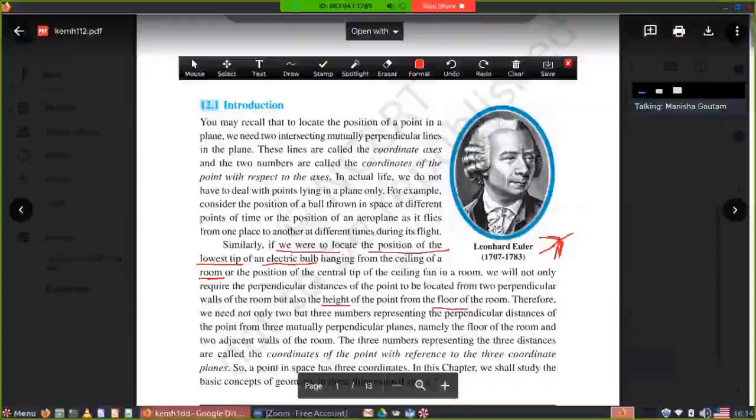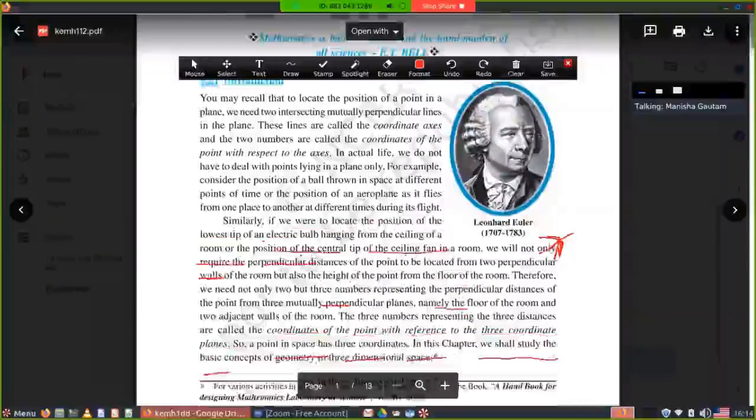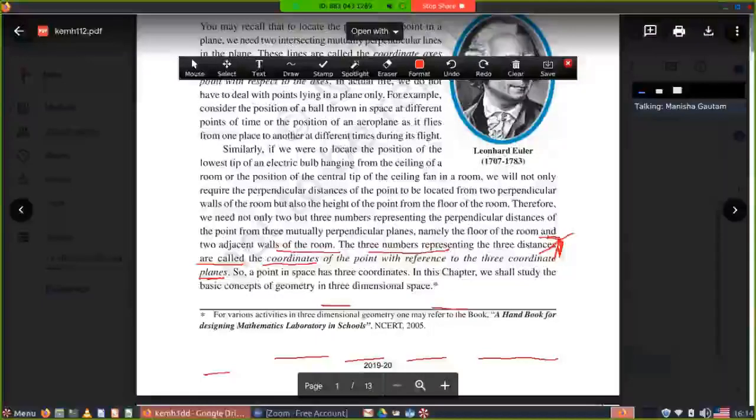The three numbers representing the three distances are called the coordinates of the point with reference to the three coordinate planes. So a point in space has three coordinates. In two-dimensional geometry, you have coordinates (x, y). When I'm talking about space, the coordinates of a point are (x, y, z). Three coordinates are required.